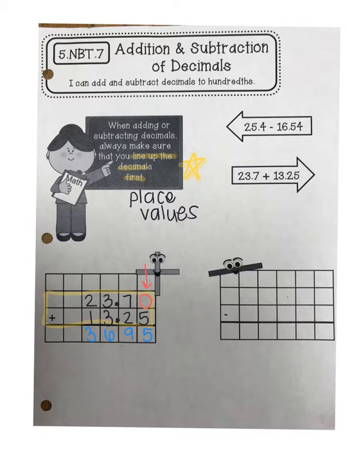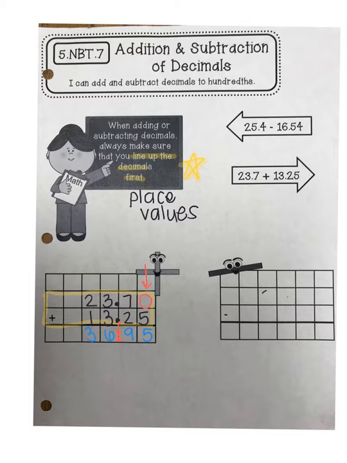Is my answer 3,695? No. What do I have to do, Amelie? Decimal point. Where? In between the 6 and the 9. Yes, you're going to bring that decimal point. Since all your digits are lined up, that means your decimal point and your sum is lined up as well. It's that easy. Let's try one with subtraction, though.